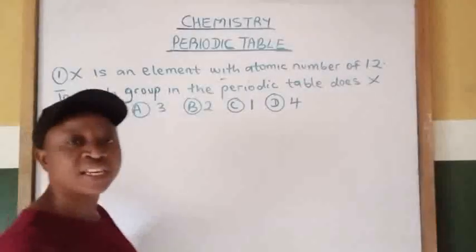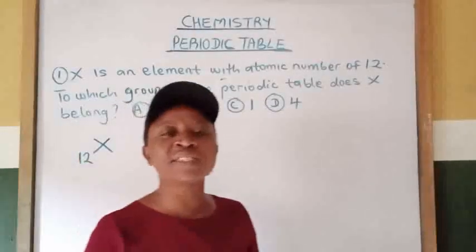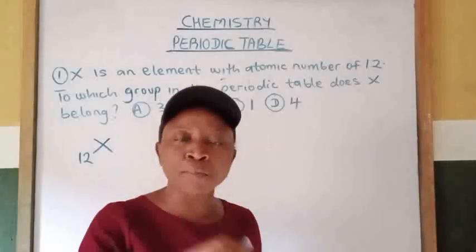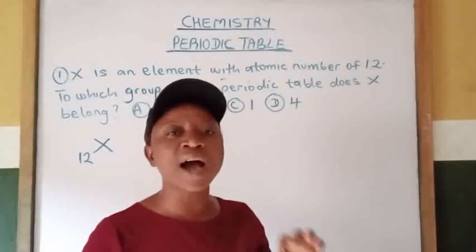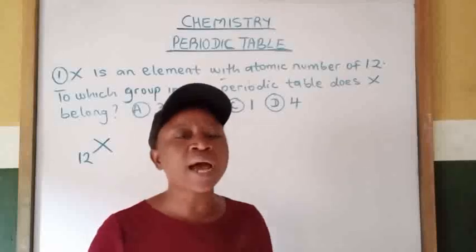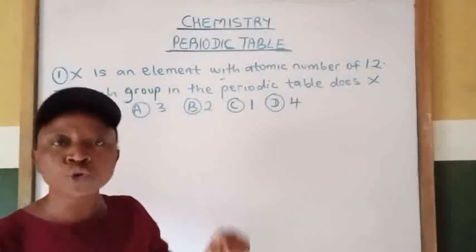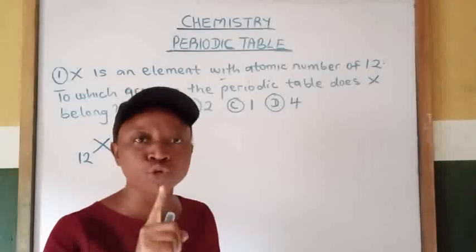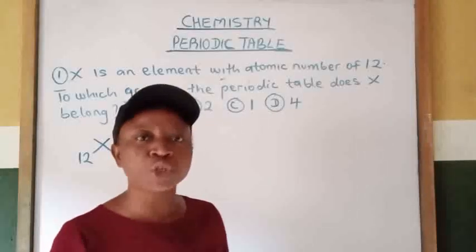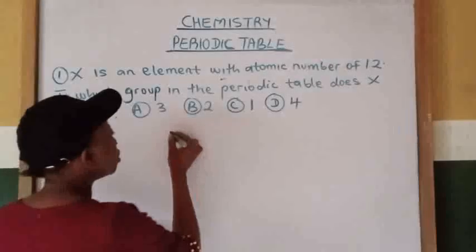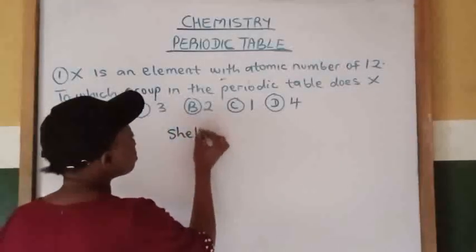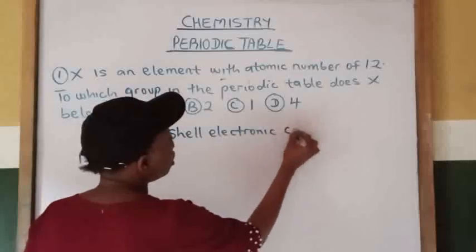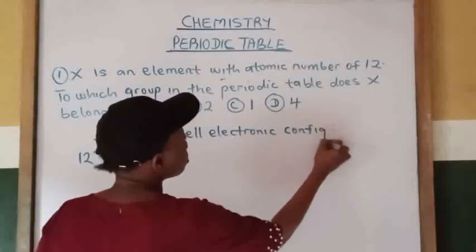Then what is the periodic table? The periodic table is the systematic arrangement of elements into groups and periods according to their atomic number. Then how can we determine the group to which an element belongs? The first thing that you need to do is to write your shell electronic configuration.